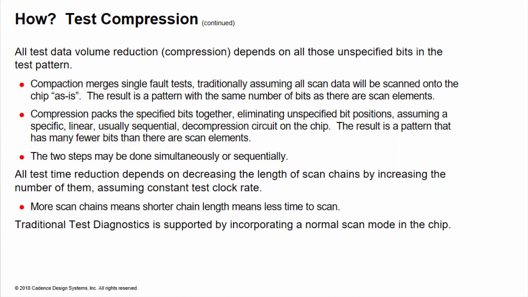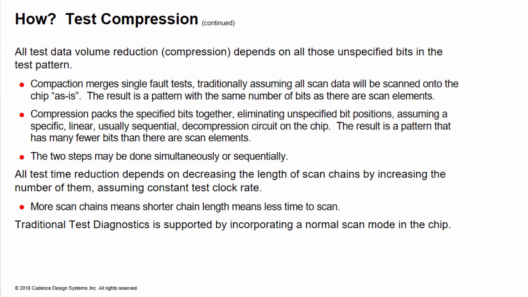The decompression could be combinatorial, but most algorithms assume a linear sequential circuit very similar to the PRPG used for logic BIST. Compaction is the process of merging single fault tests and traditionally assumes no decompression on the chip. That is, there's one bit in the vector for each scanned cell. Compression assumes a specific decompression circuit on the chip and packs the specified bits for the single test faults into a much smaller data structure.